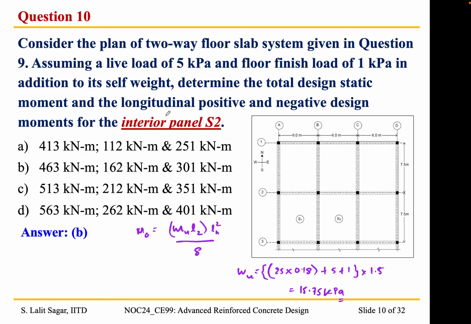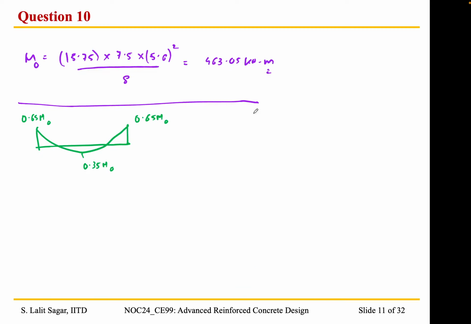Okay, so we have, let me call it as MUX negative and MUX positive, that is 0.65 M naught and 0.35 M naught.